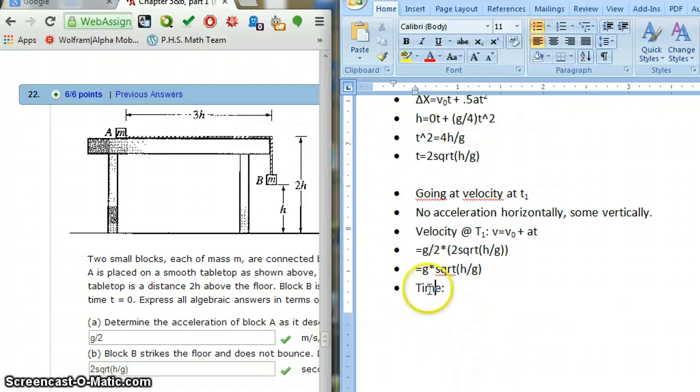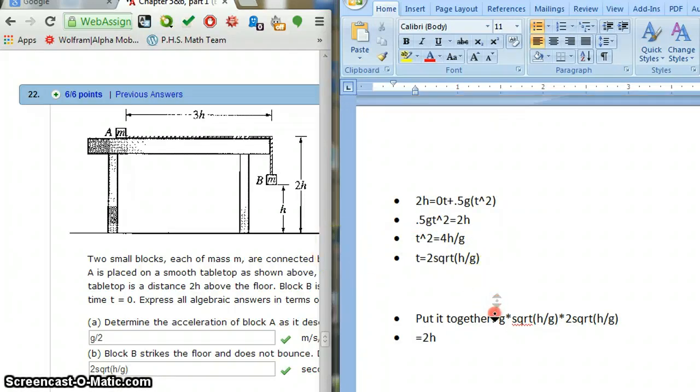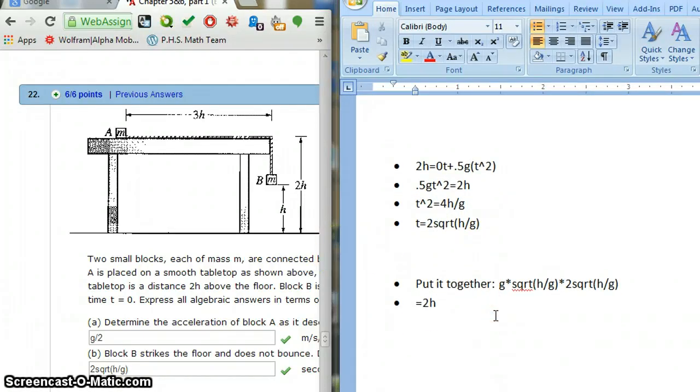Now you take the velocity you got earlier and the time you just got, and you can put them together to find the delta x. If you plug it all together and multiply it out correctly, this g and this g should cancel out, and it should get rid of the radicals, and then the 2 and the h will be the only thing left, and your answer will be 2h.